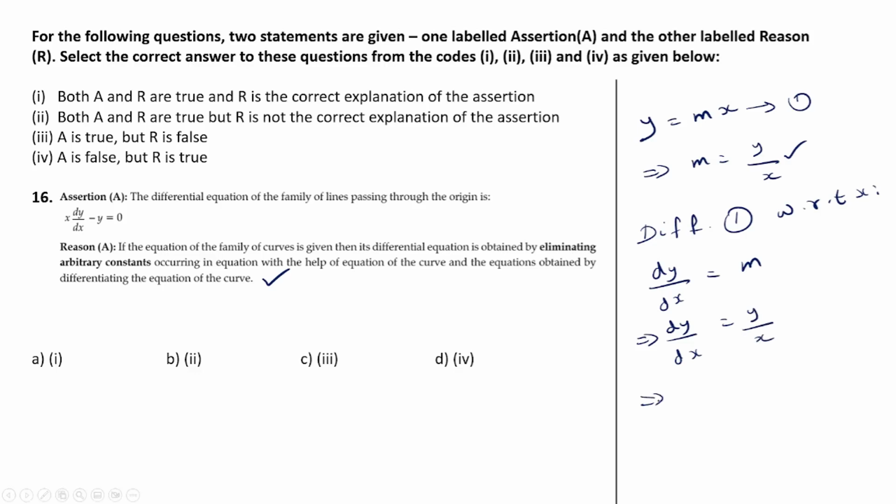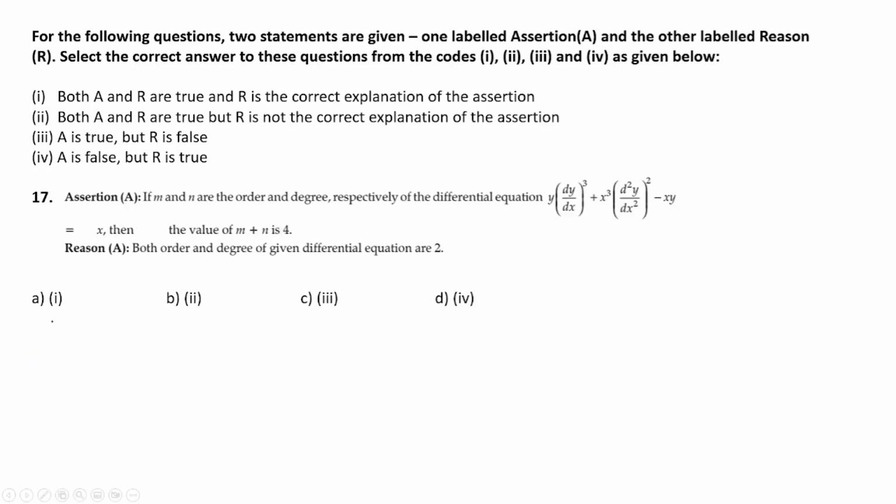We are eliminating m from the given equation and the derivative of this. So we get x dy by dx equal to y, or x dy by dx minus y equal to 0. So this is the differential equation of the family of lines passing through the origin. So here we can see that both A and R are true, and R is the correct explanation of the assertion. So the correct option is option A.